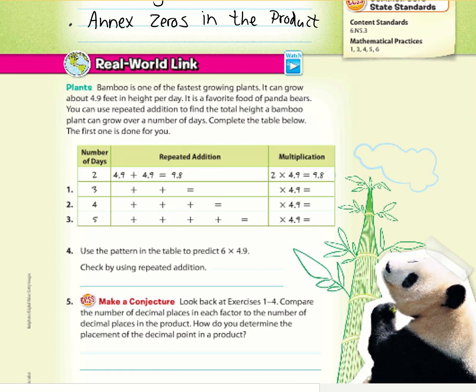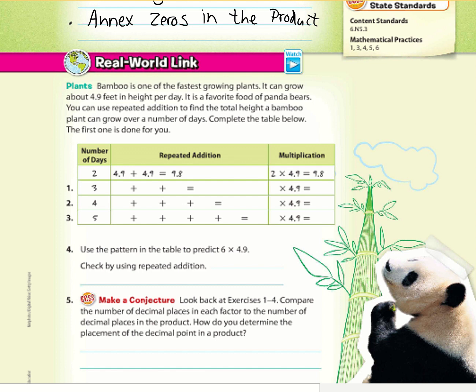So we're going to check out the real world link. It says bamboo is one of the fastest growing plants. It can grow about 4 9/10 feet in height per day. It is a favorite food of panda bears. You can use repeated addition to find the total height a bamboo plant can grow over a number of days. Complete the table below. The first one is done for you.